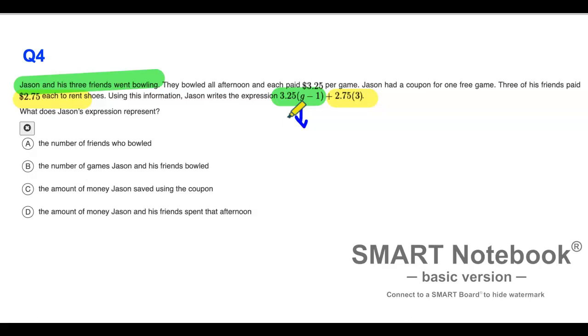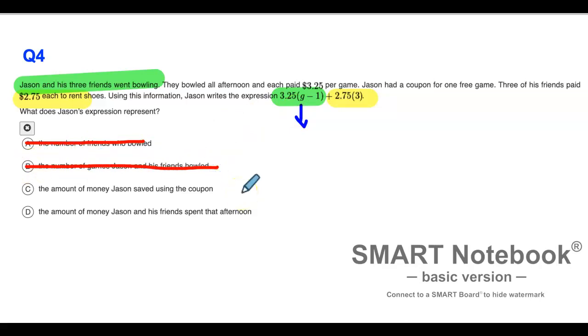So now we're going to look through our choices and see which choice, A, B, C, or D, says that. So A says the number of friends who bowled. This expression does not represent the number of friends who bowled. We already know that, it's 3. All right, B says the number of games Jason and his friends bowled. Now, in our expression, the variable G represents the number of games Jason and his friends bowled, but the entire expression itself is talking about money, so we know the answer is not B.